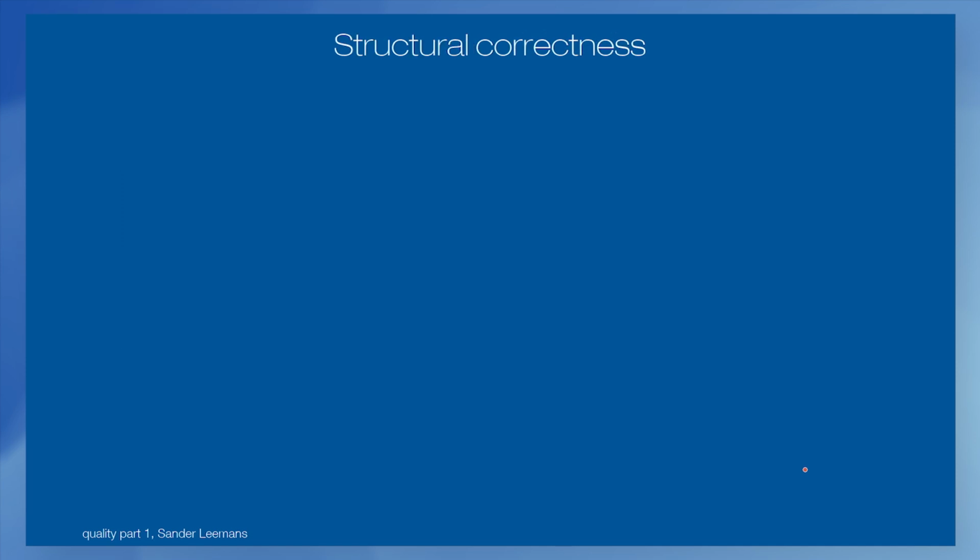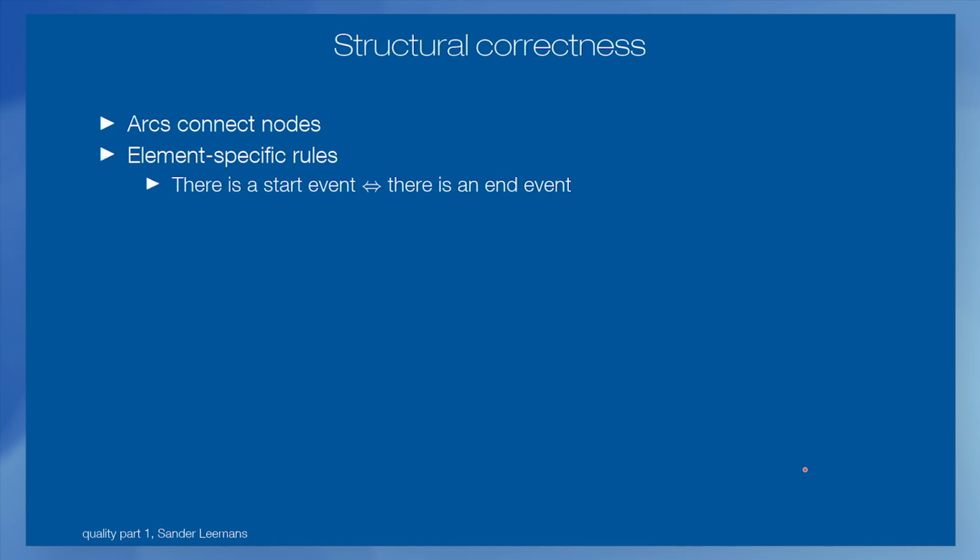First one, structural correctness. For structural correctness, we want to ensure that the model adheres to the BPMN standard. There is a large document online, the BPMN standard, that tells you exactly what is allowed and what not, but I'm just going to give a few examples here. For instance, arcs must connect nodes. You cannot have dangling arcs and you cannot have nodes connecting nodes. There are also some element-specific rules. So for instance, if there is a start event, then there must be an end event in your model. That is in the BPMN standard.